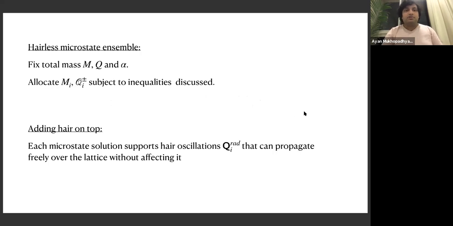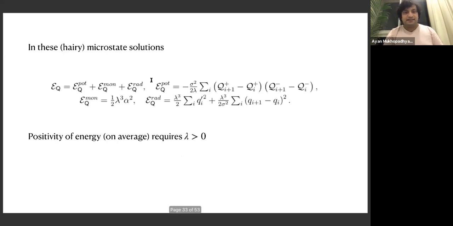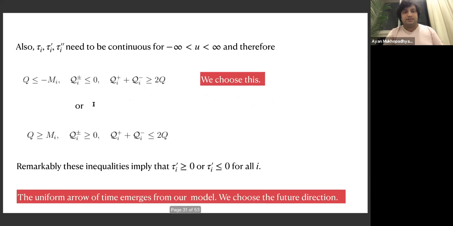So if I talk about hairless microstates, then it will have a fixed total mass, a fixed Q, which is like the order parameter, and then there is this monopole charge alpha. Fixing all this, we can then allocate the masses at each site and the Q_I plus minus components randomly, subject to these inequalities. These are the inequalities which were discussed to have these things continuous.